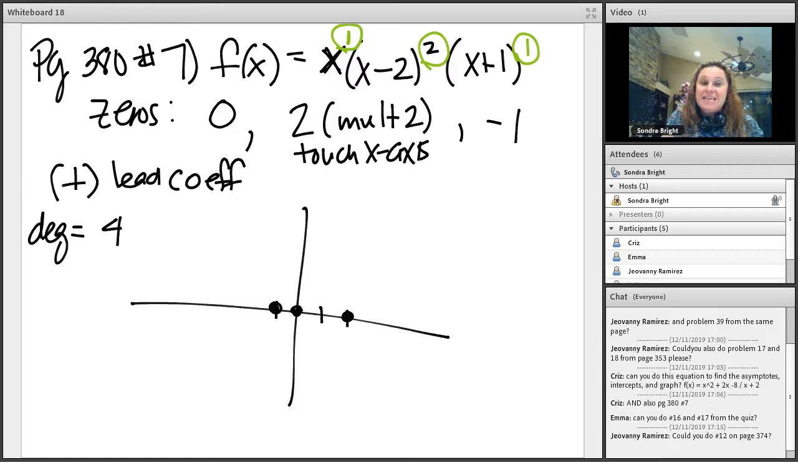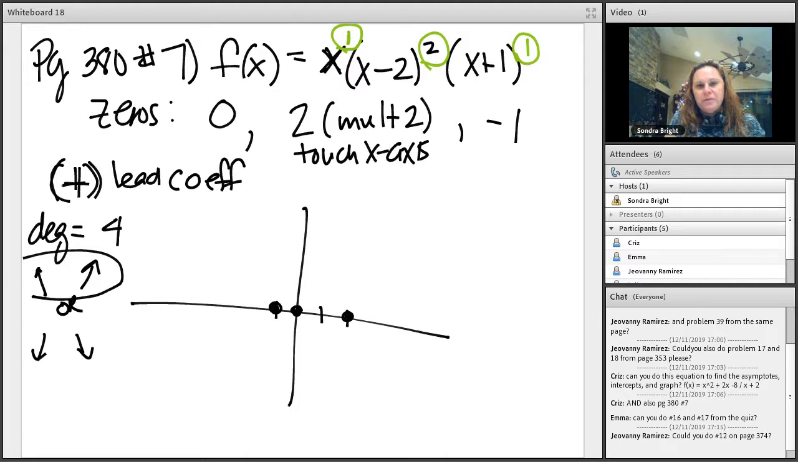Degree 4, which is even, means they're both going to be pointing in the same direction, both up or both down. The positive leading coefficient tells me they're both pointing up. So this guy is going up like this and up like that. At 2, it's a multiplicity of 2, which means it's just tangent to the x-axis, and the fact that it was up above means this guy's going to go like that, right? But then the other ones have a multiplicity of just 1, so they're just going to cross over.